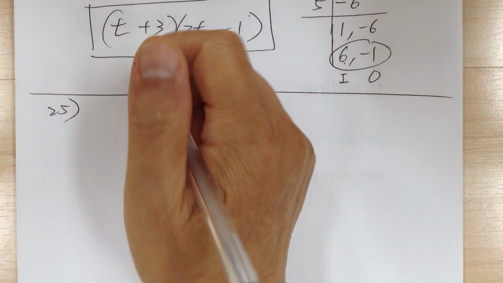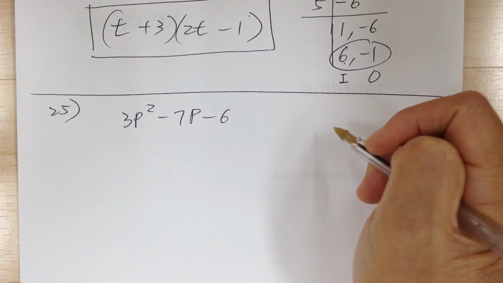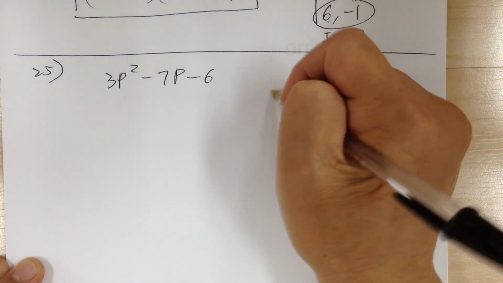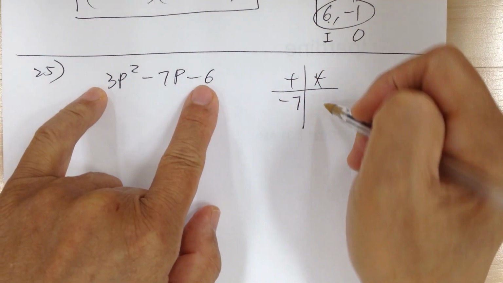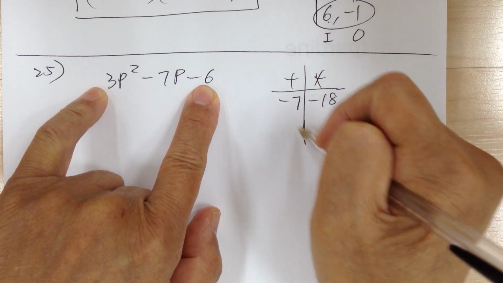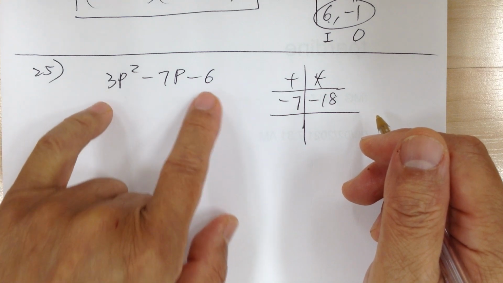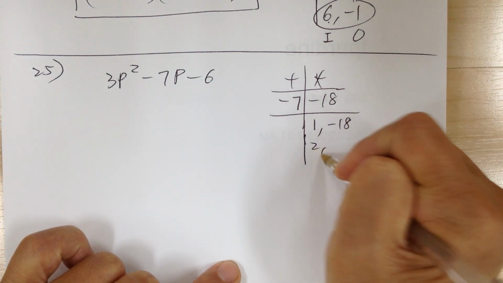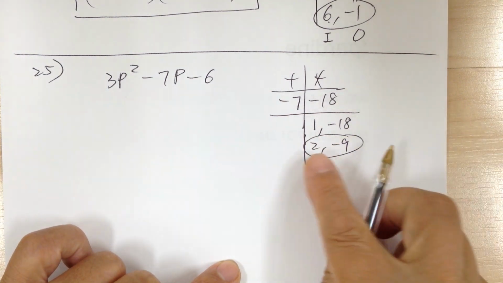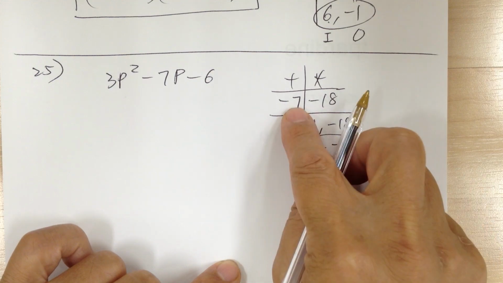Okay, 25. You've got 3p squared minus 7p minus 6. Okay, so again, go through the steps. So it would be minus 7. Now this would be minus 18. Remember that you have to multiply this together. That's why it's called a product. You have to multiply. So you're going to get 1 comma negative 18, 2 comma negative 9, and this is it, right? 2 times negative 9 gives you negative 18. 2 plus negative 9 gives you negative 7.